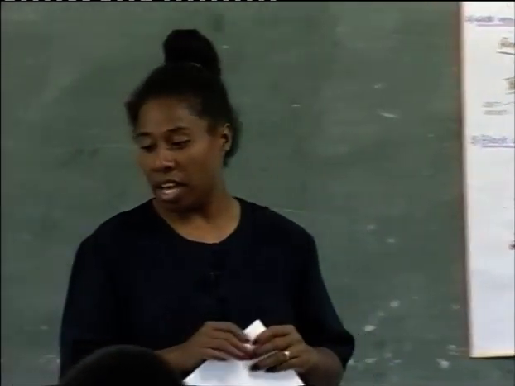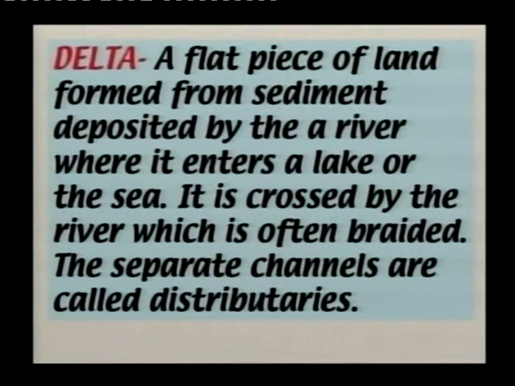Okay, looking at the 2 features that the students have already explained. The first one, the formation of a delta. Simple definition given here: a delta is a flat piece of land formed from sediment deposited by a river where it enters a lake or the sea. Usually, a delta will be formed at the mouth of a river, the end of a river. A delta can be crossed by the river, which is often braided, and one of the groups will explain what river braiding is. Note also that the separate channels which are formed along the delta itself are referred to as distributaries.